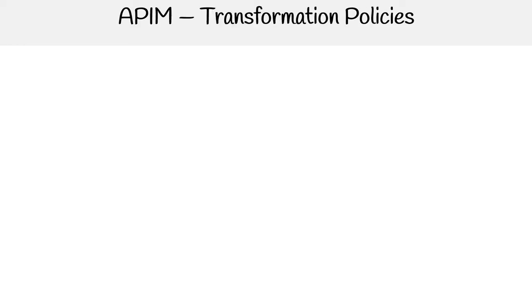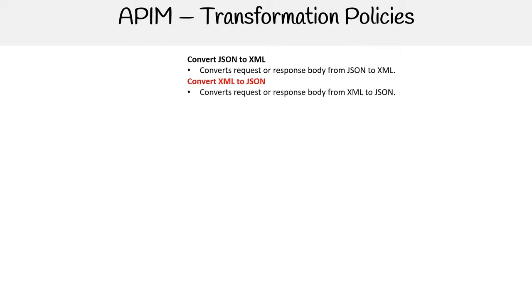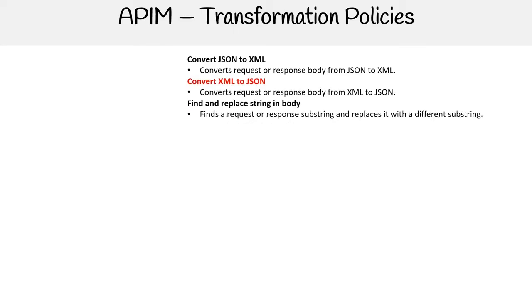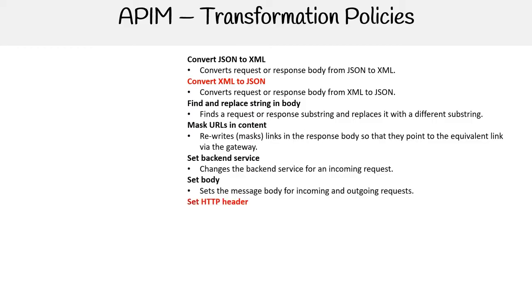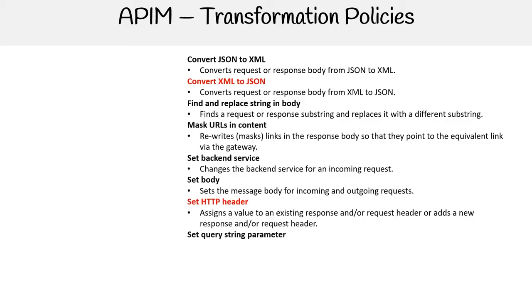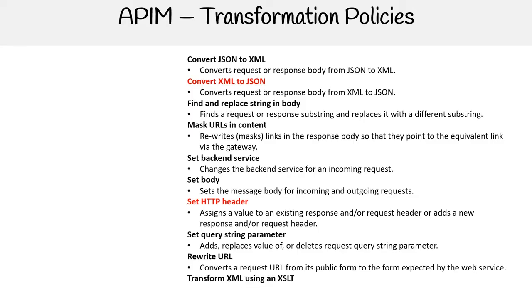especially with APIs. Transformation policies: convert JSON to XML, converts request or response bodies from JSON to XML, convert XML to JSON. You get it. Find or replace a string in a body, mask URLs in the content, set backend service, set body. These are very clear. Set HTTP header, set query string parameter. If you want to read these, you can, but they're very straightforward. Rewrite URL. That's probably a very popular one, but maybe the example is too large, so I don't show it here. Transform XML using XSLT.